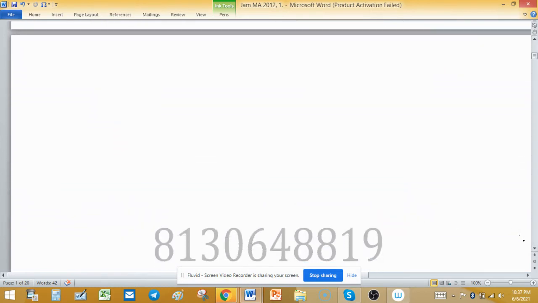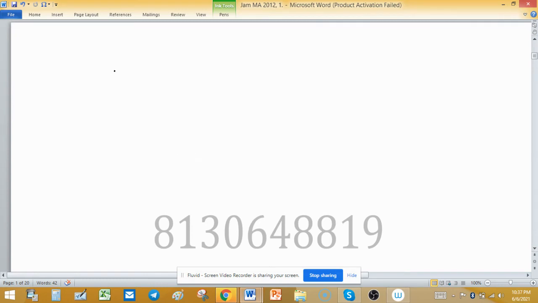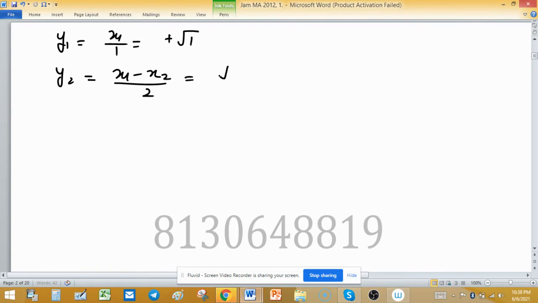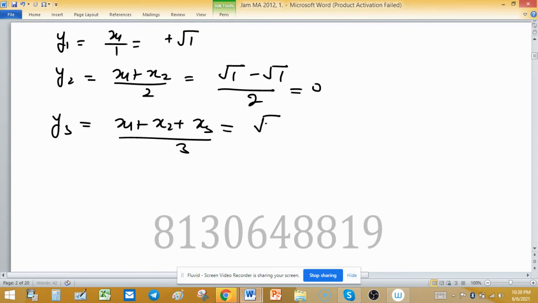We need to find a few terms of yn, and then we can easily predict its convergence. The first term of yn will be x1 upon 1, and x1 is plus square root of 1. So y2 will be (x1 plus x2) divided by 2, which is (square root of 1 minus square root of 1) divided by 2, and this is 0. And y3 will be (x1 plus x2 plus x3) divided by 3, so it will be (plus 1 minus 1 plus square root of 2) divided by 3, which gives square root of 2 divided by 3.